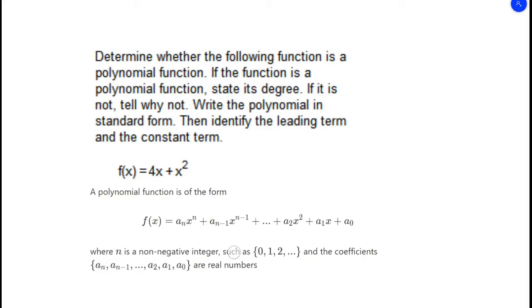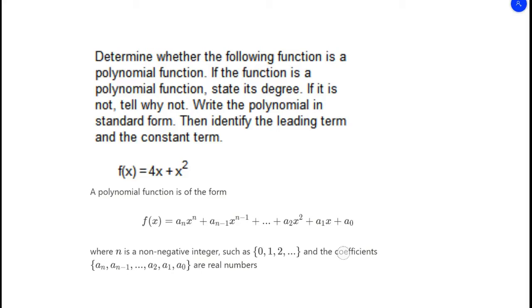So this part of the definition is describing that this exponent has to be from this group of numbers, the non-negative integers. And the rest of these exponents will be as well, because you can see that if n is a non-negative integer, n minus 1 will also be a non-negative integer. And we do have a stopping point for these exponents. We stop at an exponent of 0 here.